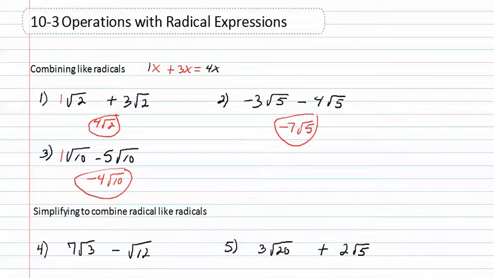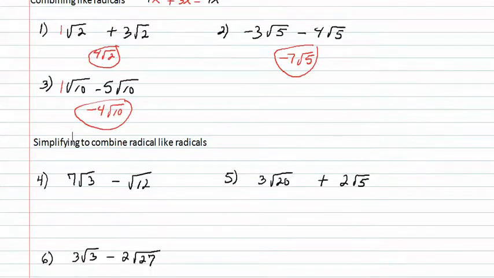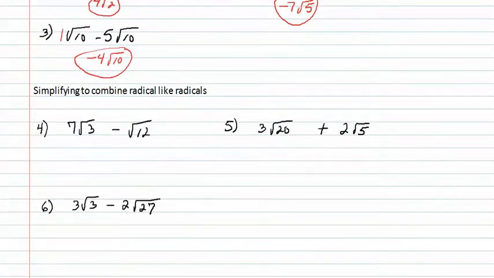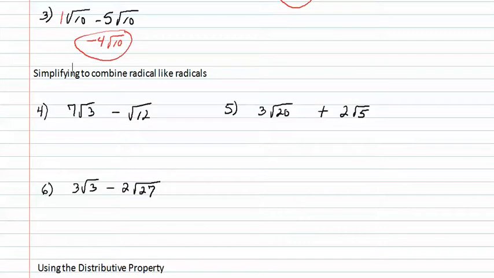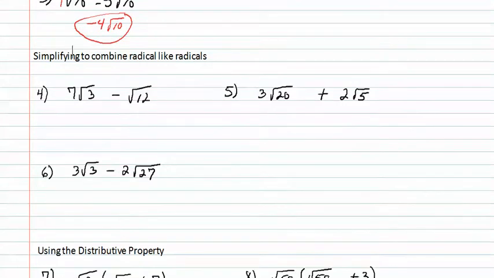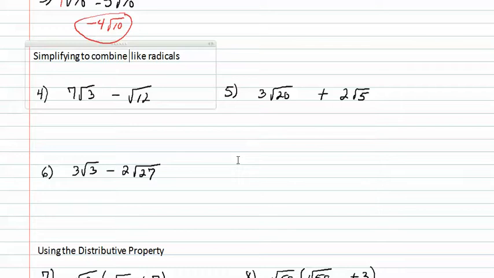Alright, now we're going to go down to number 4. New directions, or new example. We're going to simplify to combine like radicals. Oop, the directions are not typed right. Let me fix it real quick. Okay, I fixed it. So the directions are simplifying to combine like radicals, to put the radicals out. Okay, so let's look at number 4.